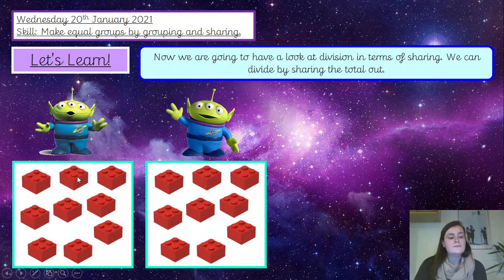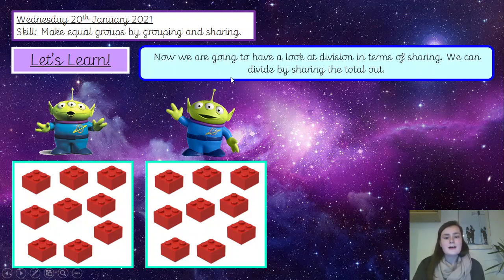So we've got 1, 2, 3, 4, 5, 6, 7, 8, 9. 1, 2, 3, 4, 5, 6, 7, 8, 9. Okay, so they're definitely shared equally, and you can double check if you want to count that in total we've still got 18 pieces of Lego like we had at the beginning.